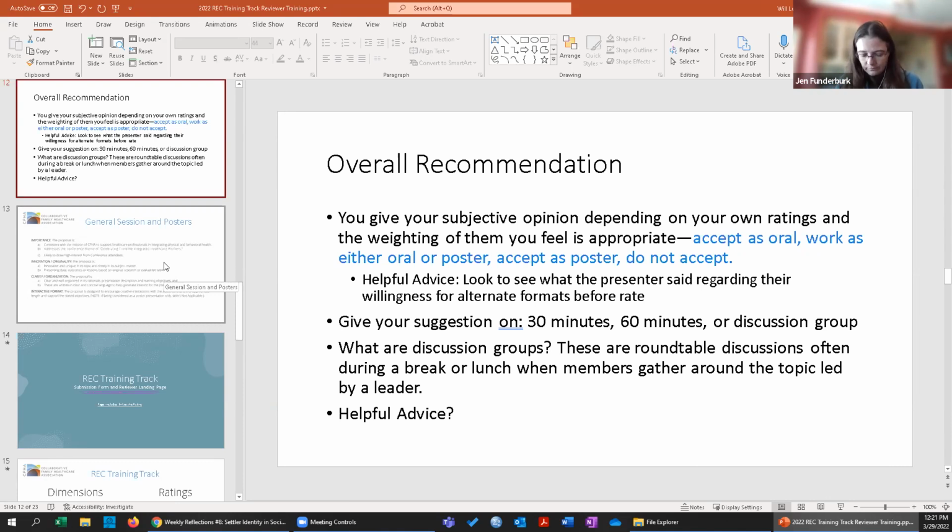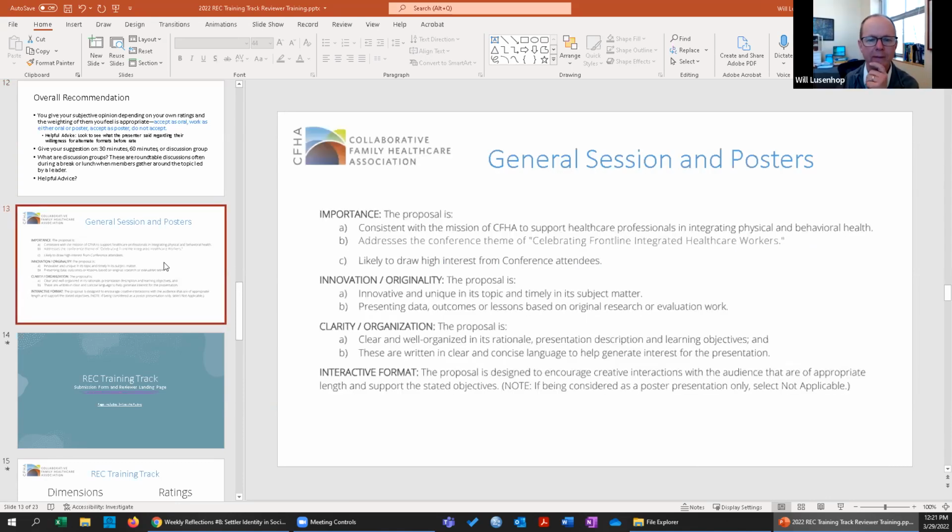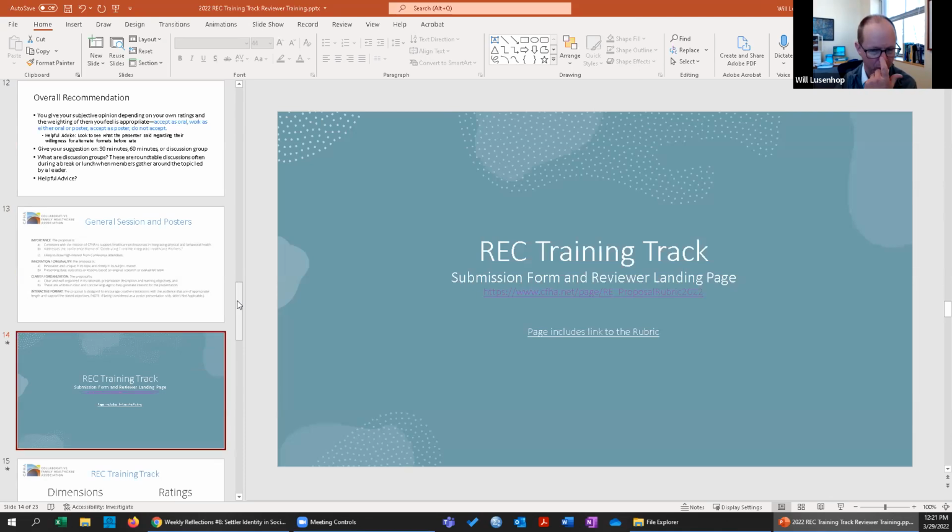Okay, I'm going to go ahead real quick. This is a quick mini summary with fewer bullets than what Jen had produced, but that is there as well. And then I'm going to go on real quick to the training track. So just again, to remind everybody, there are two different rating approaches, although there's overlap. There are two different ones: one for the general sessions, posters and discussion groups, and one for the REC track, and that's especially because of that particular training feature.